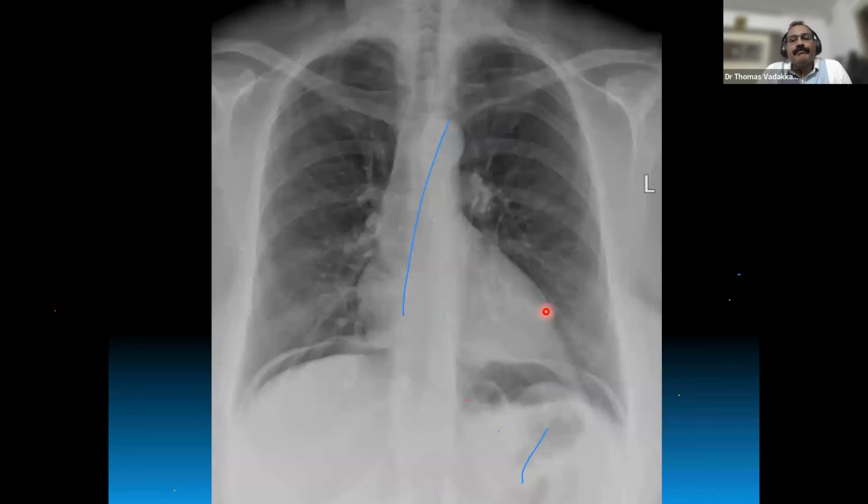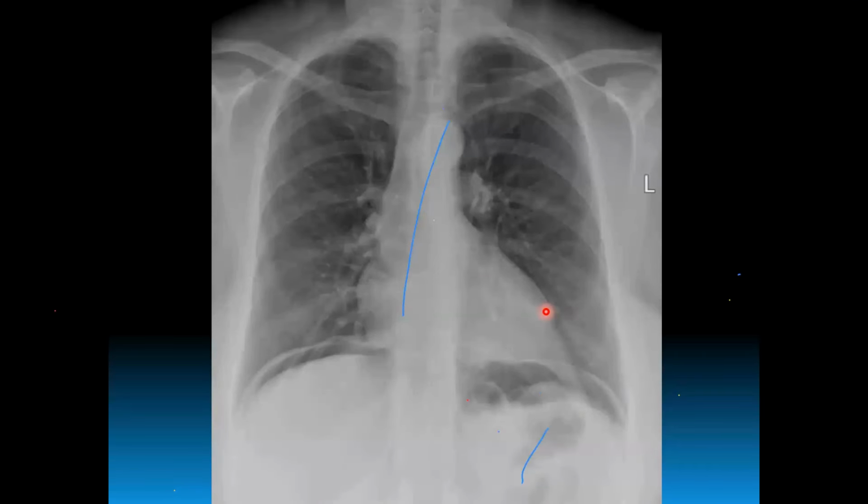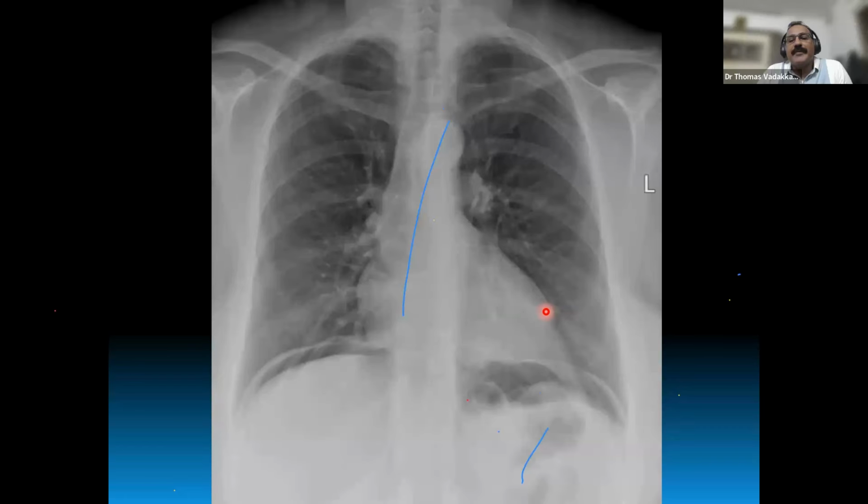This one. Air under the diaphragm. Very good, excellent. What are the differential diagnoses for air under the diaphragm?